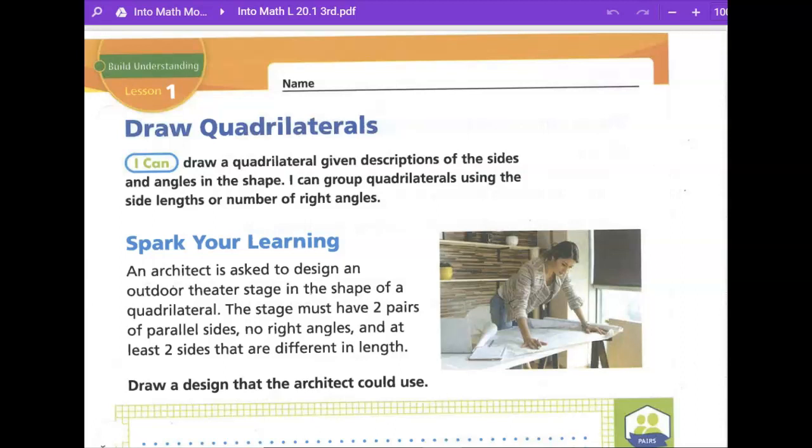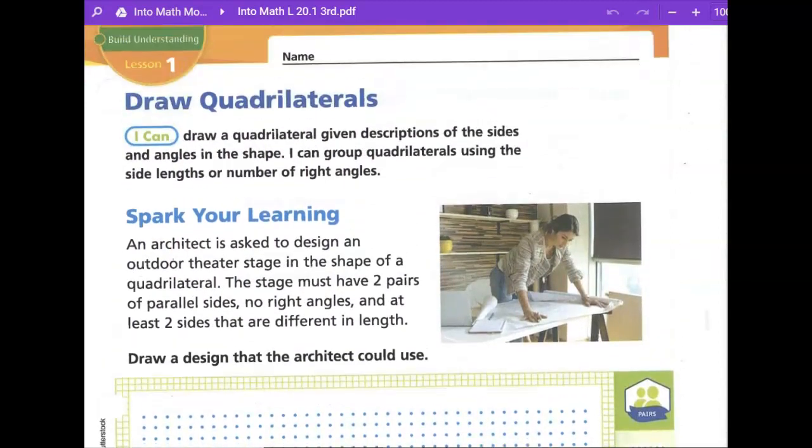What's a quadrilateral? A four-sided figure. The stage must have two pair of parallel sides. What are parallel sides? Sides that are like train tracks. Right. They will never touch each other. They will be the same distance apart always. No right angles. What's a right angle? Right. It's a perfect square corner, right? And at least two sides that are different in length.